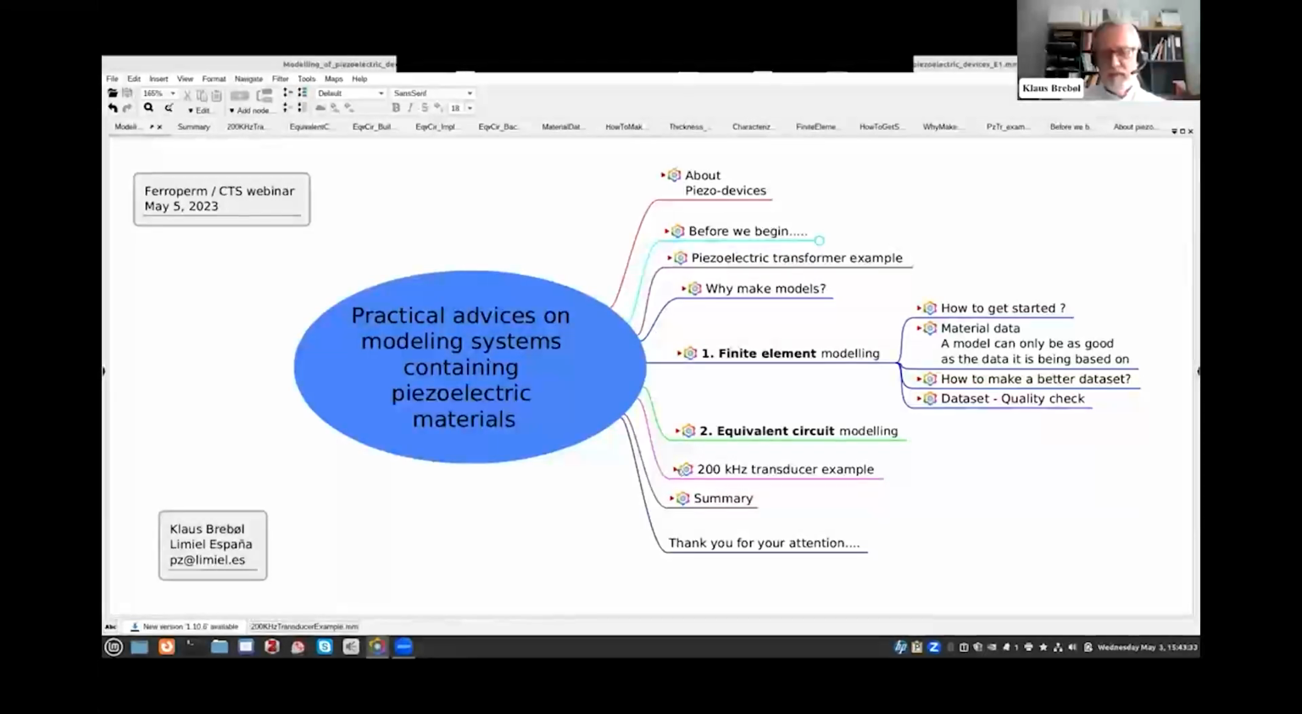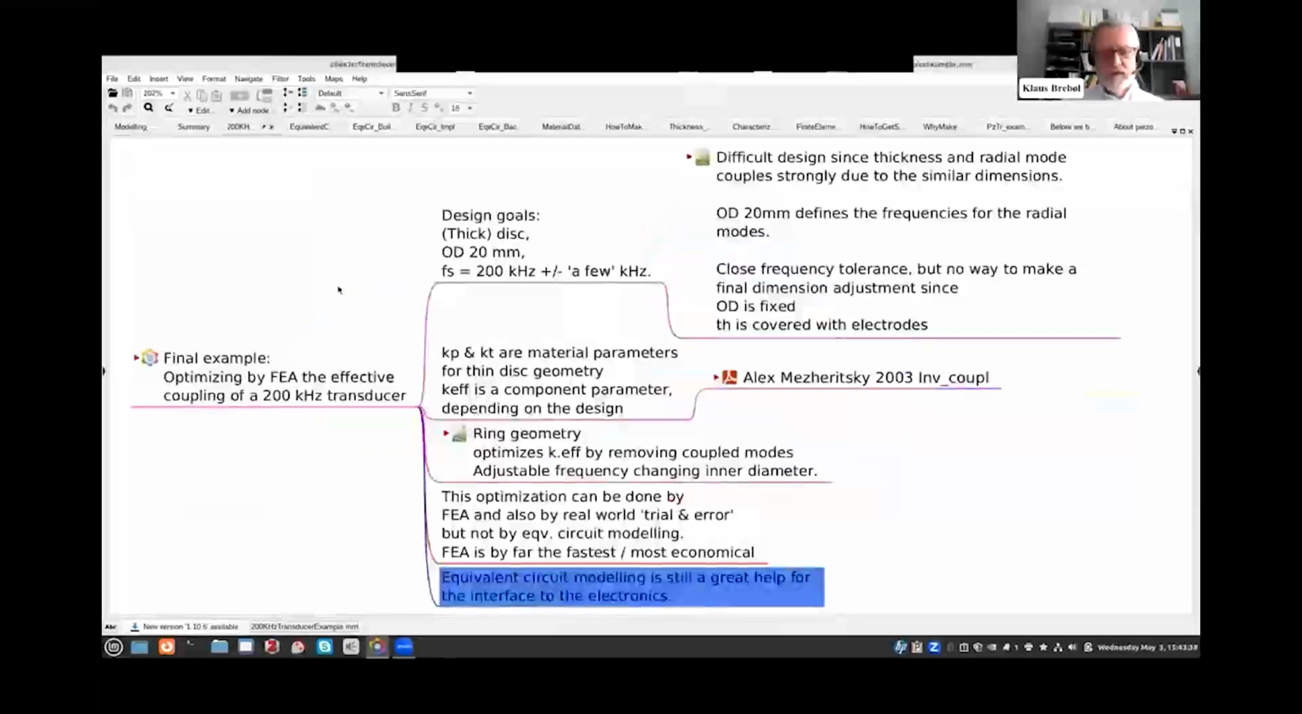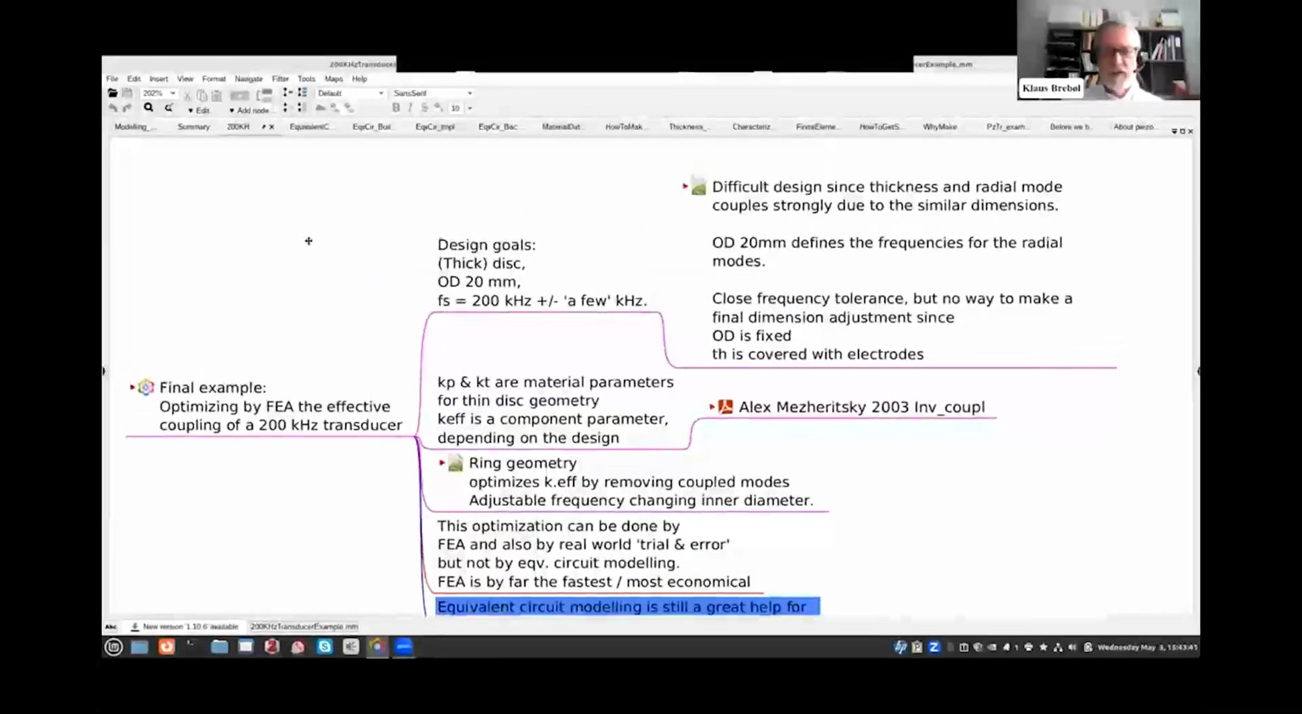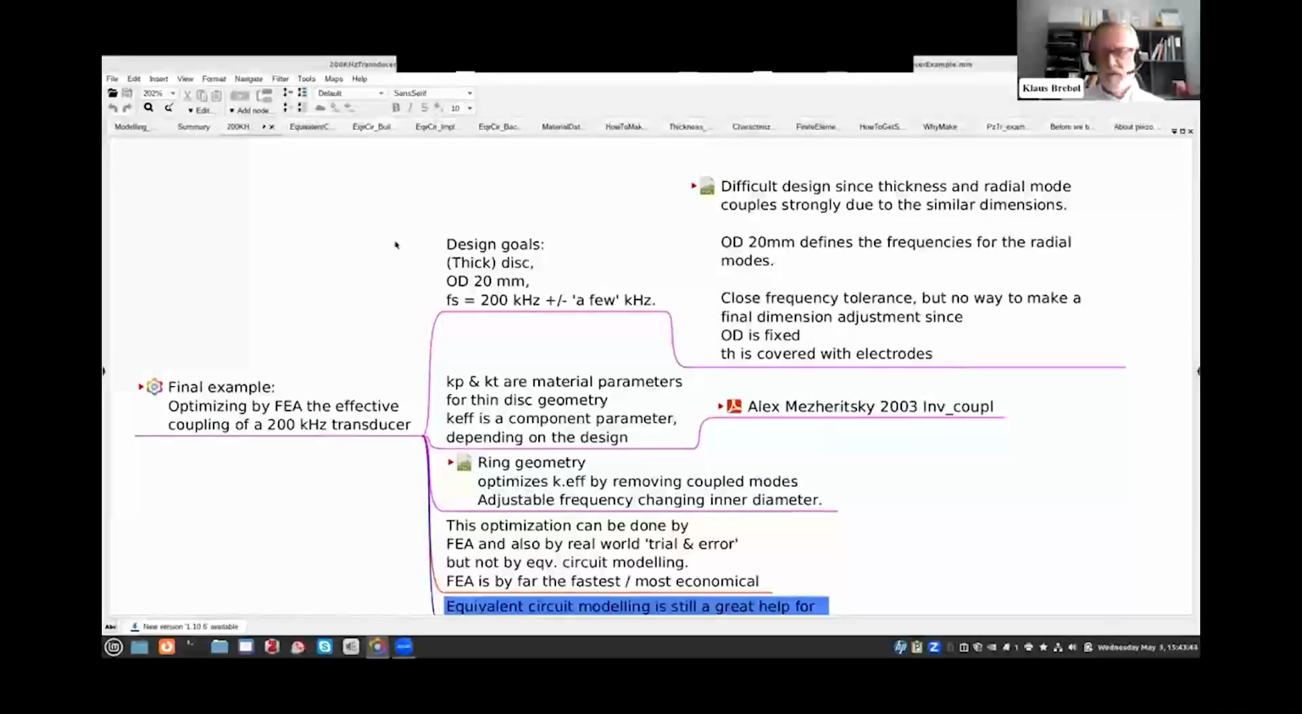As a final example of what you can do using modeling, I would like to show you an example of a 200 kilohertz transducer. I think Erling mentioned something like this in an earlier webinar. The topic, as I remember, was a disk 20 millimeters in diameter, and we should have a thickness mode of 200 kilohertz with a narrow tolerance. This is difficult because 200 kilohertz means that the thickness will be around 10 millimeters. So 20 millimeters diameter, 10 millimeters thickness, those two modes are going to couple.